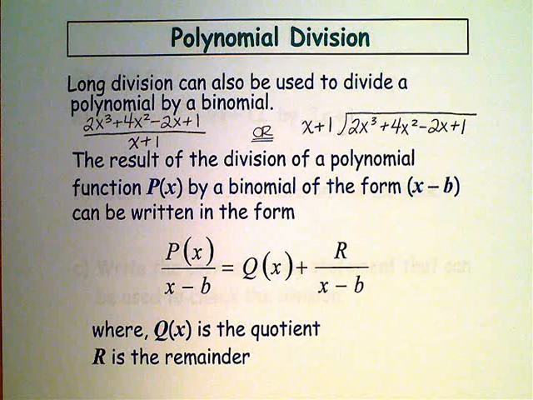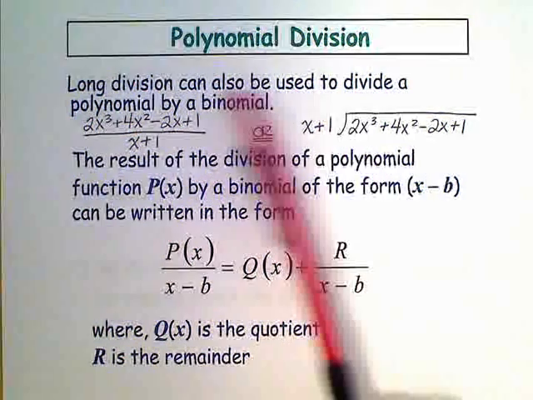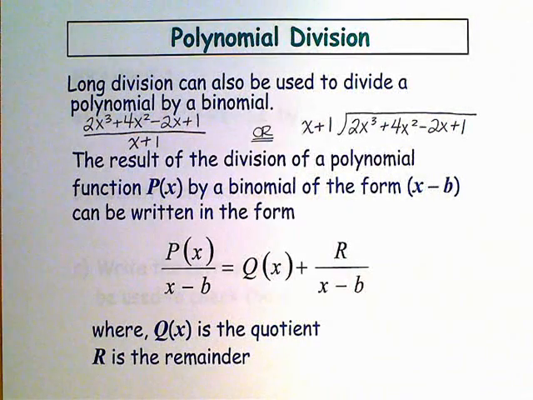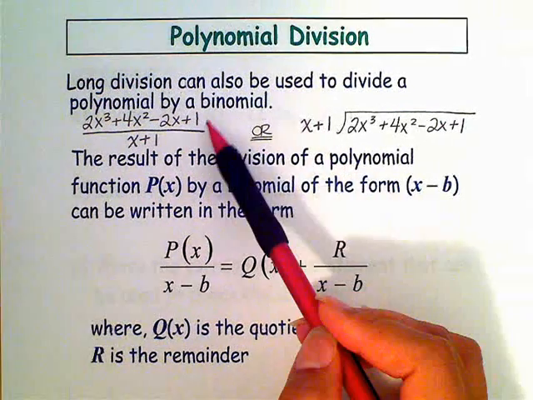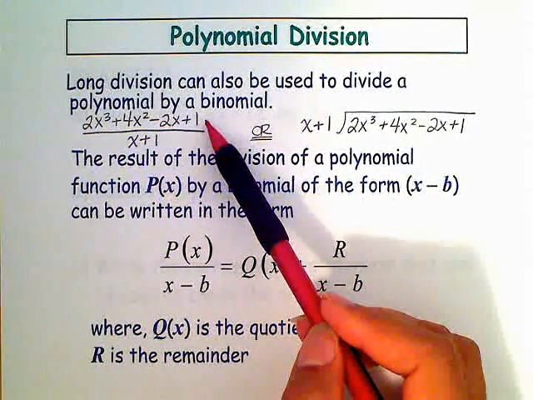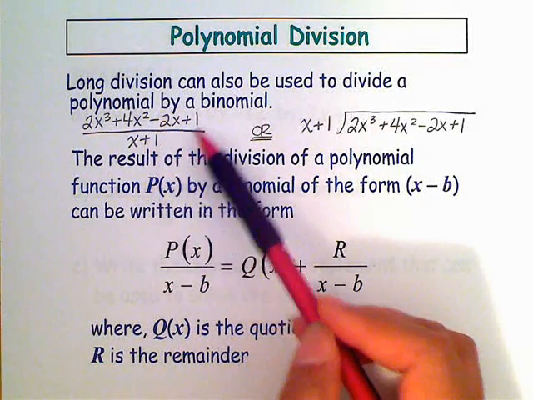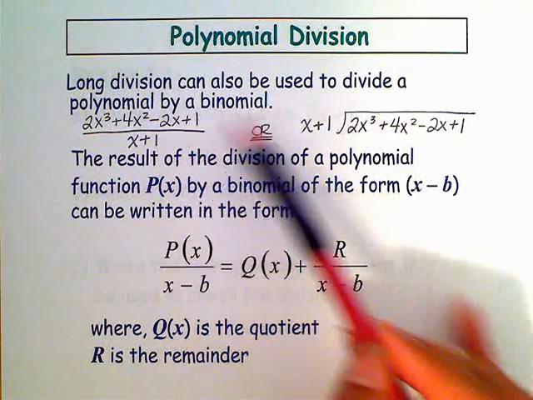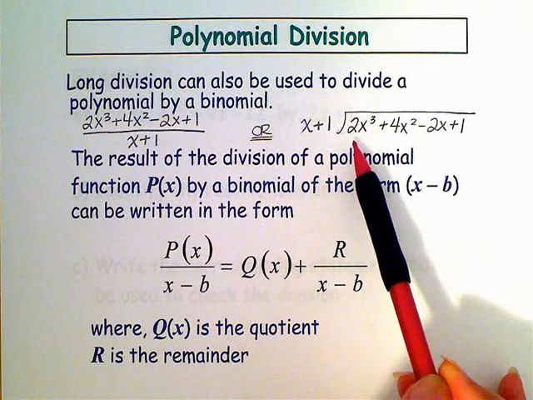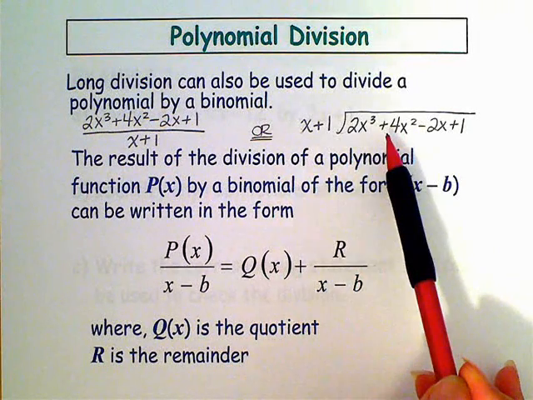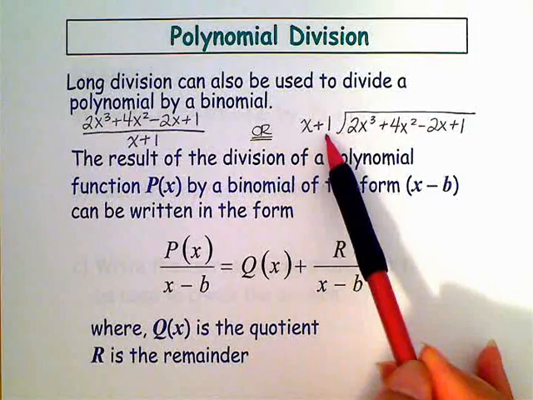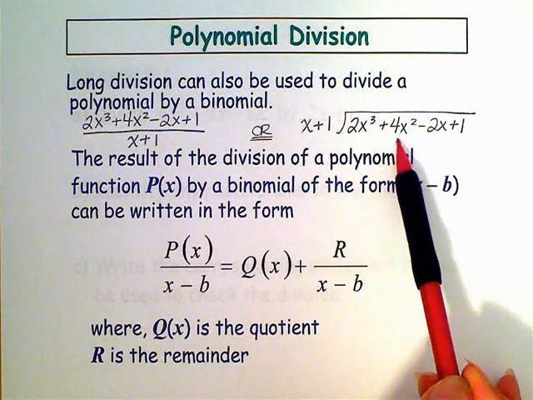So we can apply the same idea with polynomial division. So remember that long division can also be used to divide a polynomial by a binomial. So if you have a polynomial like the one that I have here, divided by a binomial like x plus 1, you can also look at this thing by writing it in long division form, the method you would use to do long division. So x plus 1 dividing into 2x cubed plus 4x squared minus 2x plus 1.